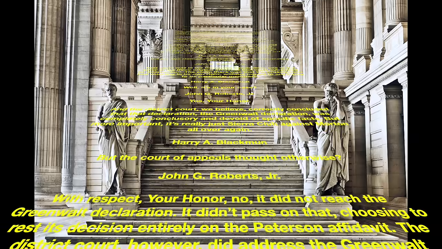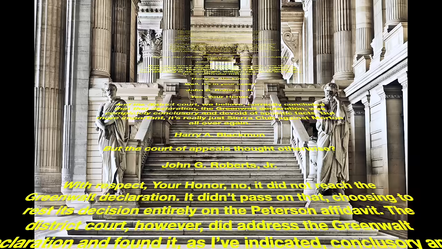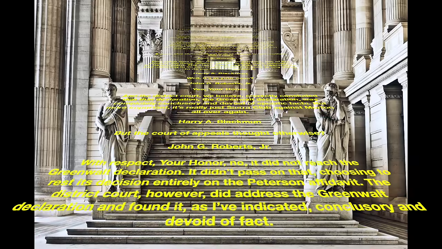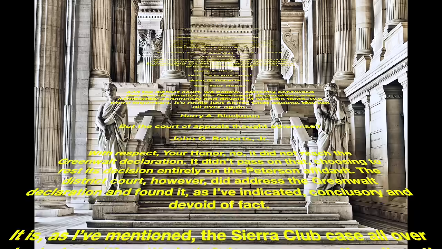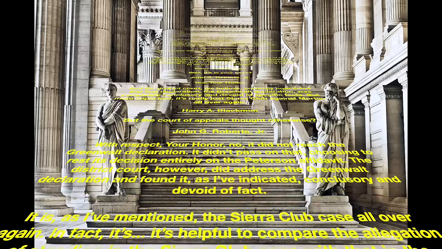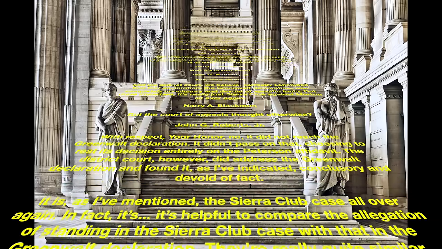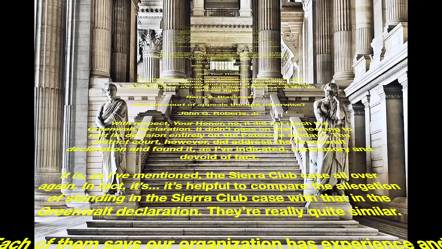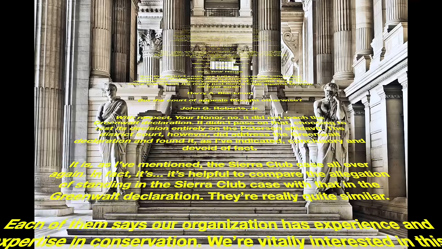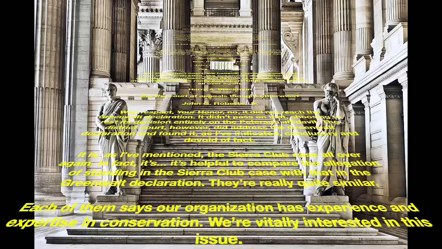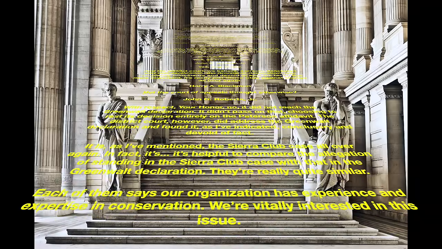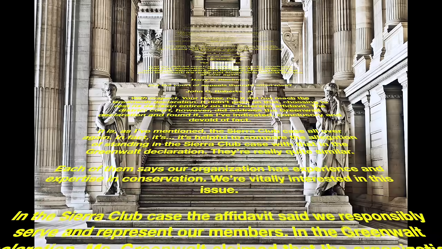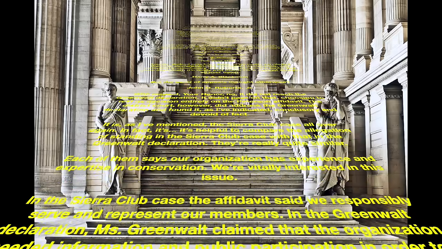It is, as I've mentioned, the Sierra Club case all over again. In fact, it's helpful to compare the allegation of standing in the Sierra Club case with that in the Greenwald Declaration. They're really quite similar. Each of them says, our organization has experience and expertise in conservation. We're vitally interested in this issue. In the Sierra Club case, the affidavit said, "We responsibly serve and represent our members." In the Greenwald Declaration, Ms. Greenwald claimed that the organization needed information and public participation in order to represent their members.